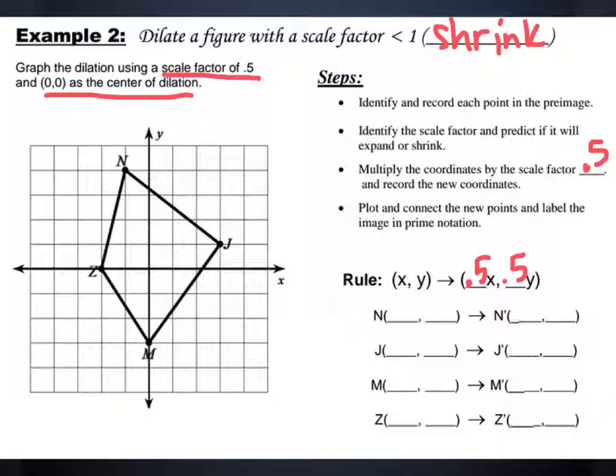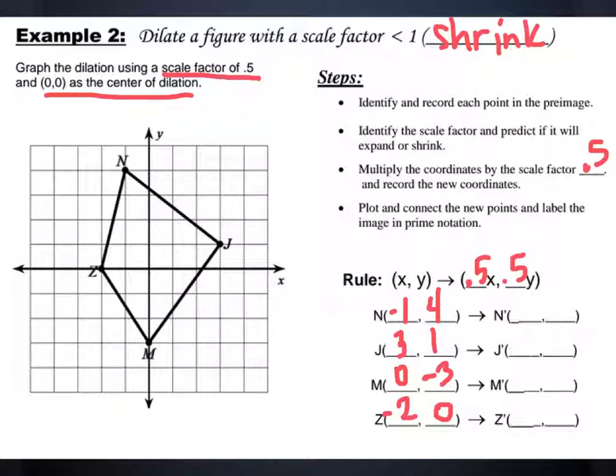Our ordered pairs: point N is at -1, 4. Point J is at 3, 1. Point M is at 0, -3. And point Z is at -2, 0. Now, to find our image for each of these, we're going to multiply the x value by half and the y value by half. So here we go with our image.